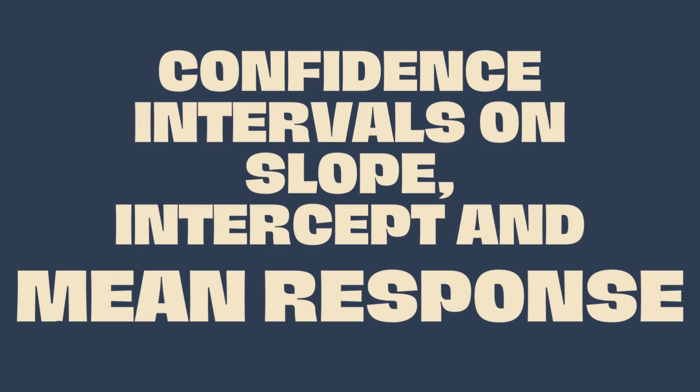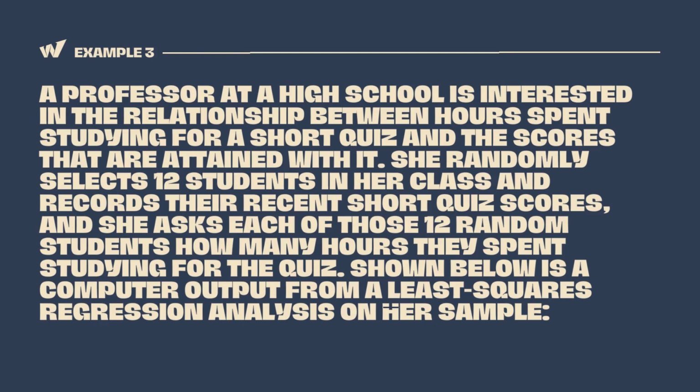So for our third and final example or topic, we have confidence intervals on slope, intercept, and mean response. So a professor at a high school is interested in the relationship between hours spent studying for a short quiz and the scores that are attained with it. She randomly selects 12 students in her class and records their recent short quiz scores. And she asks each of those 12 random students how many hours they spent studying for the quiz.